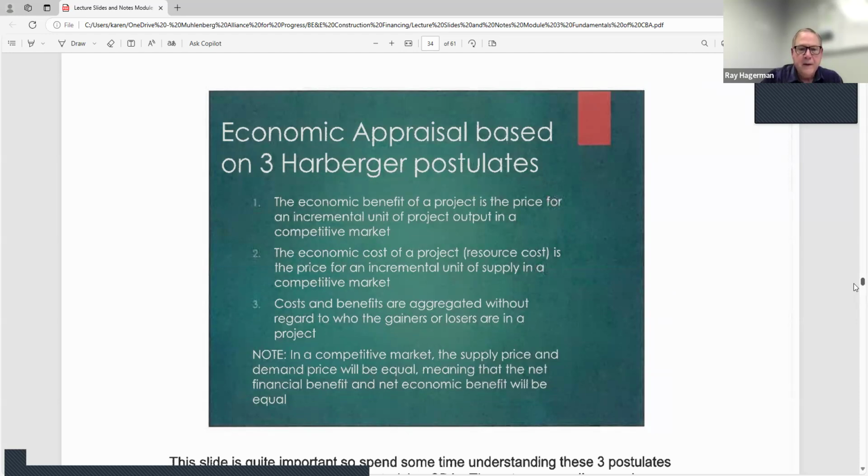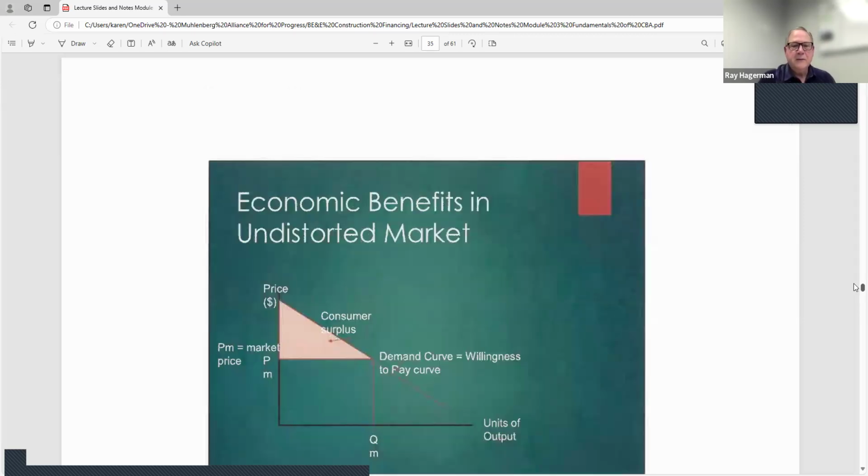Sort of an easy concept. Costs and benefits are then aggregated without regard to who the gainers or the losers are in a particular project. And in a competitive market, supply price and demand price will be equal, meaning that the net financial benefit and the net economic benefit are going to be equal, right? So it goes back to our economic benefits in the undistorted market. You remember seeing this two or three different times now.